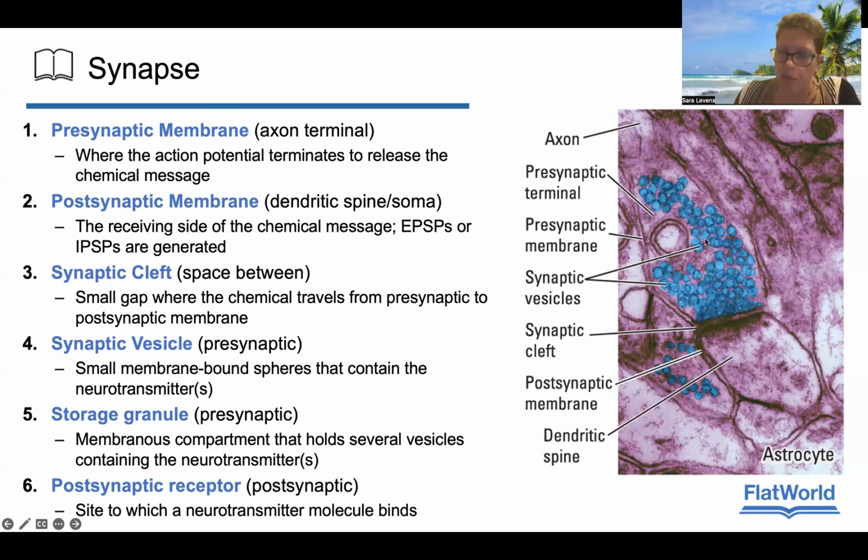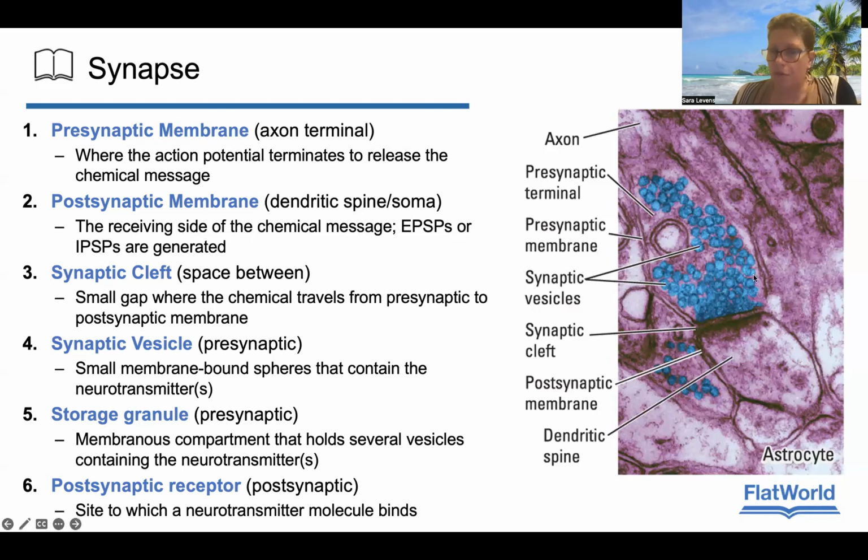Then you have these synaptic vesicles right in here, these little blue ones. They are small membrane-bound spheres that contain the neurotransmitters. This is how the neurotransmitters are brought down. These small synaptic vesicles travel down the axon on little filaments, and they gather here, preparing for release. You can see them all clouding up down here.